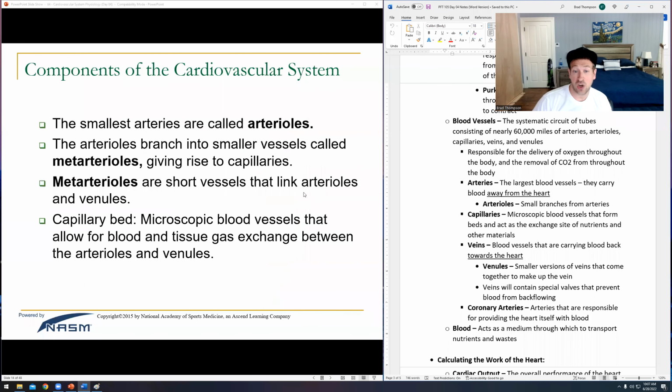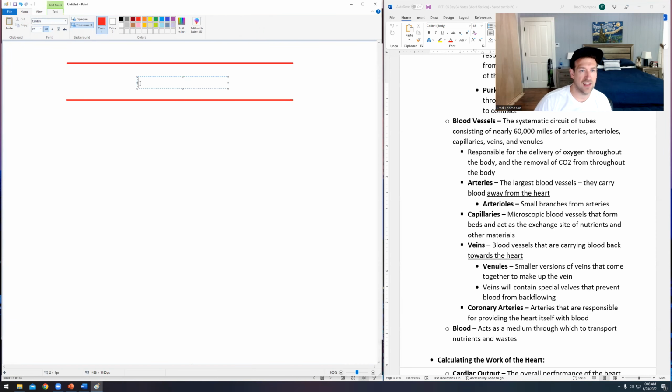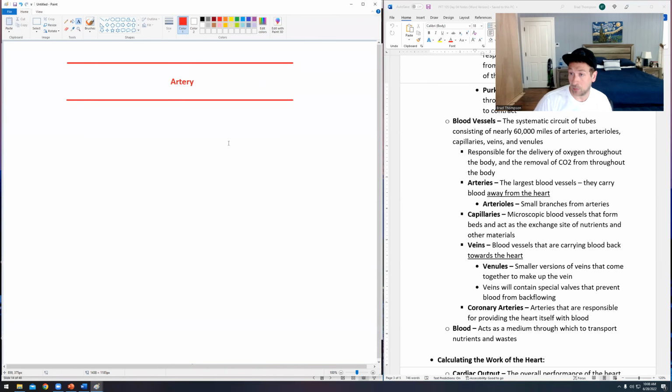So let's make it clear what these blood vessels are. You have what are called arteries. Arteries are the largest blood vessels, okay? So we're going to draw an artery here. Okay, so this is an artery. Arteries are very large. Now, arteries are going to branch into smaller and smaller tubes, which we are going to call arterioles. So arterioles are kind of small, a little bit thinner and tinier than your arteries.